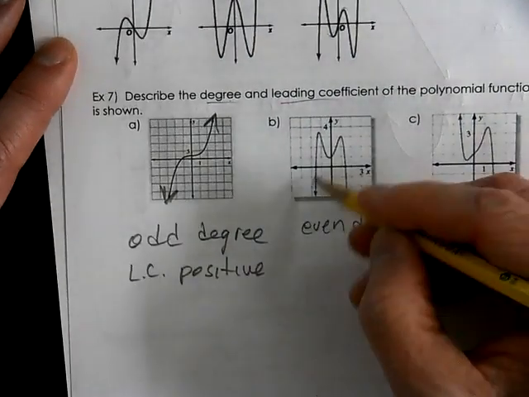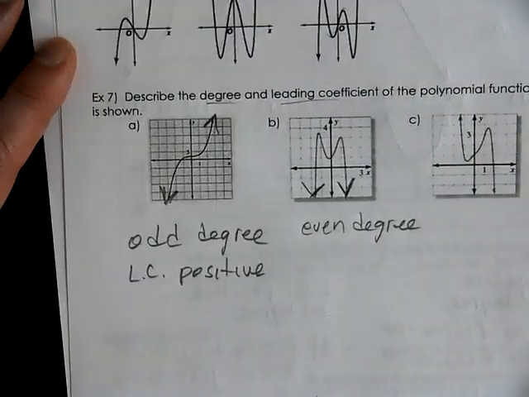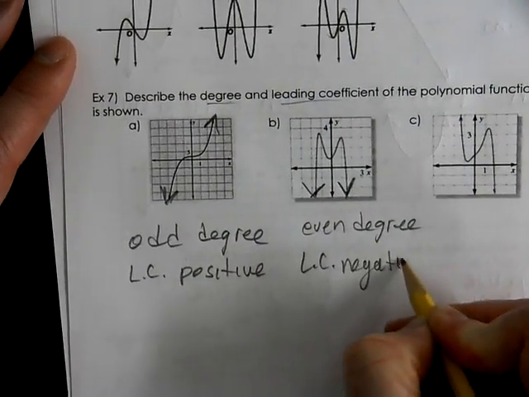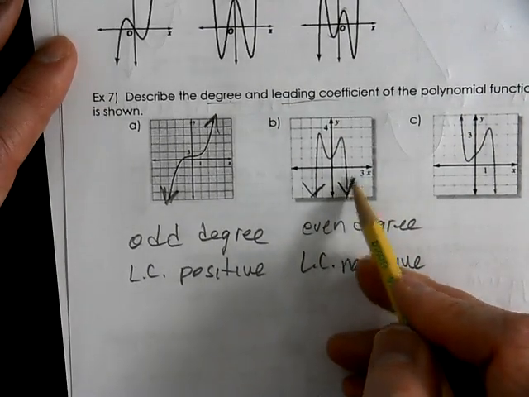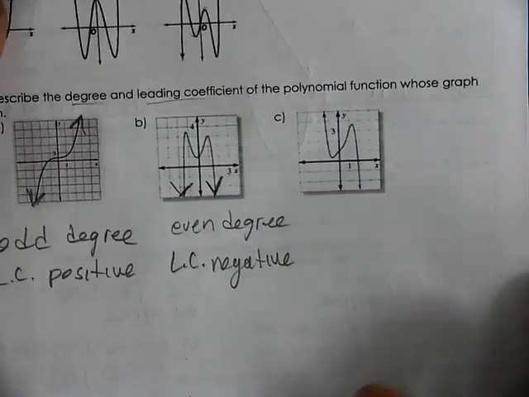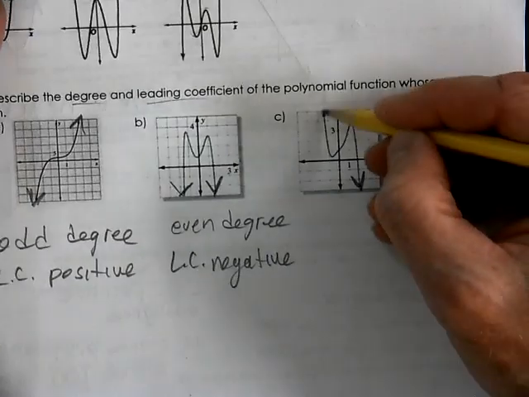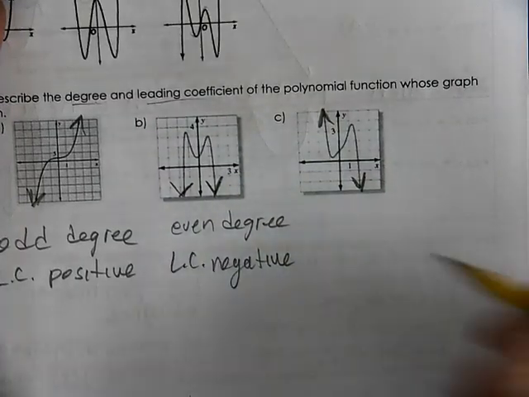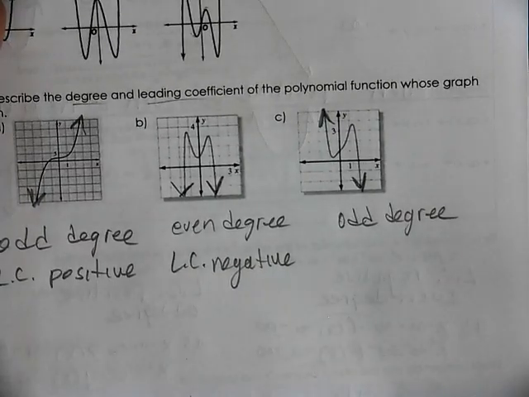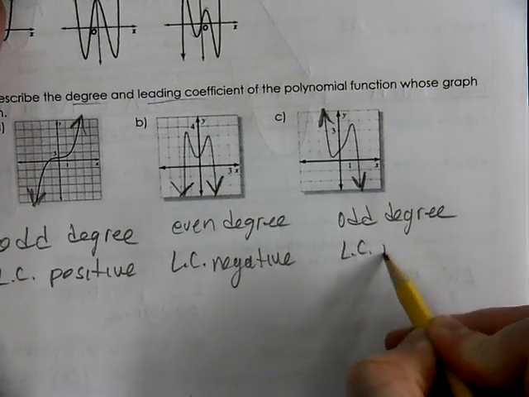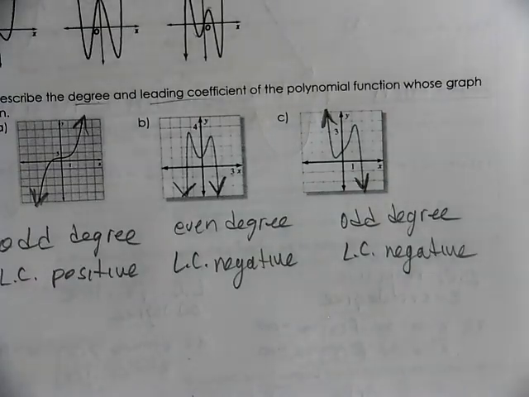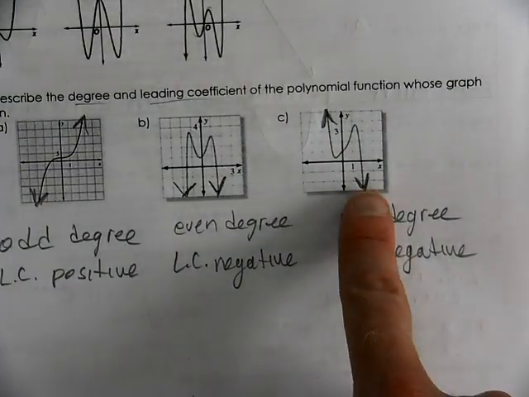Here we have even degree because the graph is going in the same direction. And the leading coefficient is going to be negative because it's falling to the right. We only look to the right. That's all you need to do. And then here we're going in opposite directions. So you know that that's an odd degree with a negative leading coefficient, because it's falling to the right.